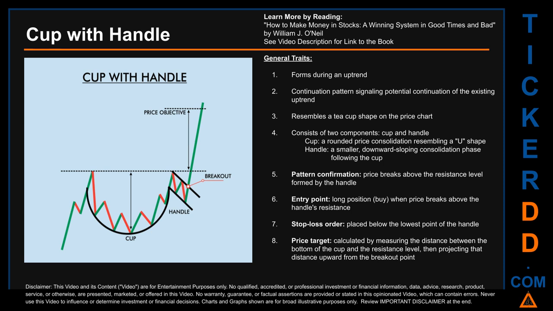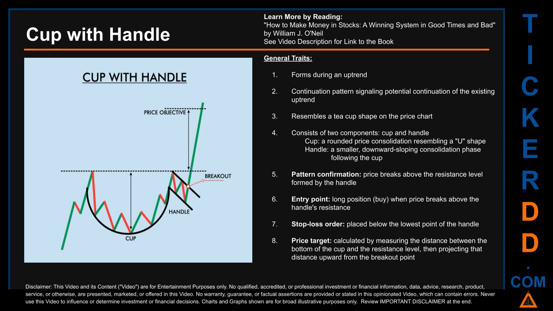To trade a cup with handle pattern, traders usually wait for the breakout above the resistance level. They may enter a long position, buy, when the price breaks above this level, with a stop-loss order placed below the lowest point of the handle to manage risk. The price target for the trade is often calculated by measuring the distance between the bottom of the cup and the resistance level, then projecting that distance upward from the breakout point.